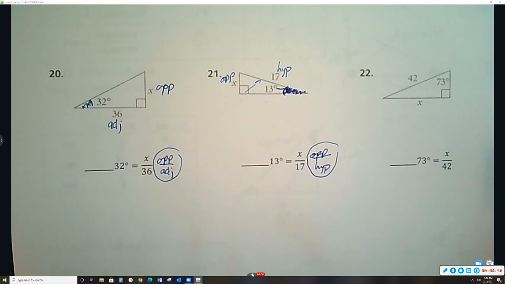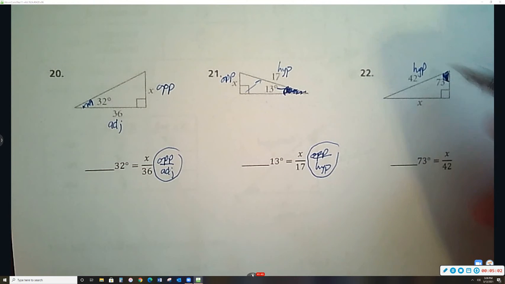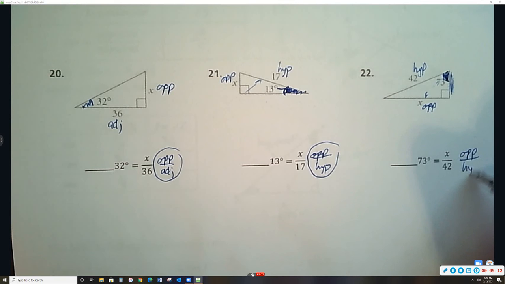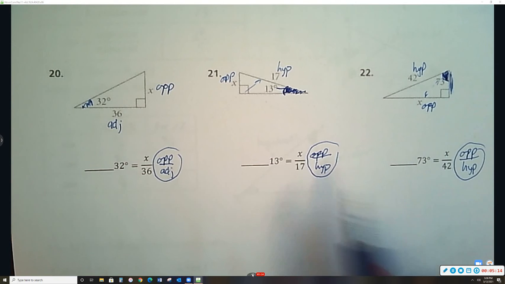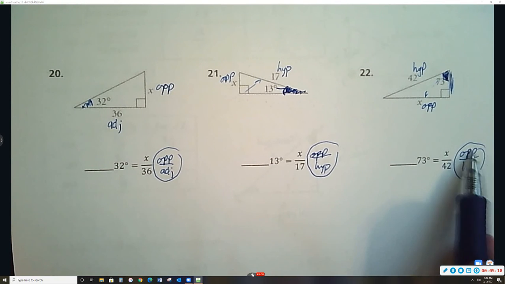And then the last one, here's 73 degrees. This is the 73-degree angle here. This is the hypotenuse. This side is opposite because this one is adjacent. Okay. So x is opposite. 42 is hypotenuse. It's the same as this one, so whatever you put here, you better put here. Opposite over hypotenuse, opposite over hypotenuse.